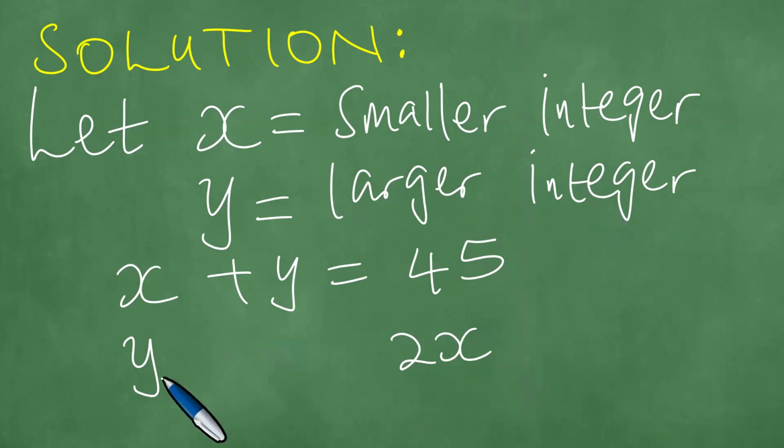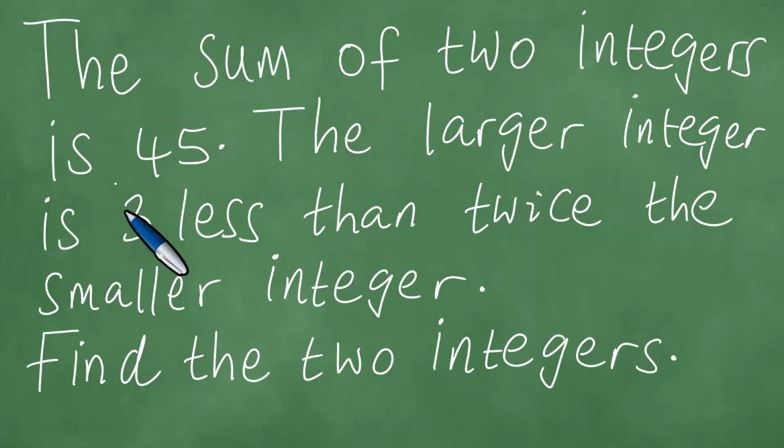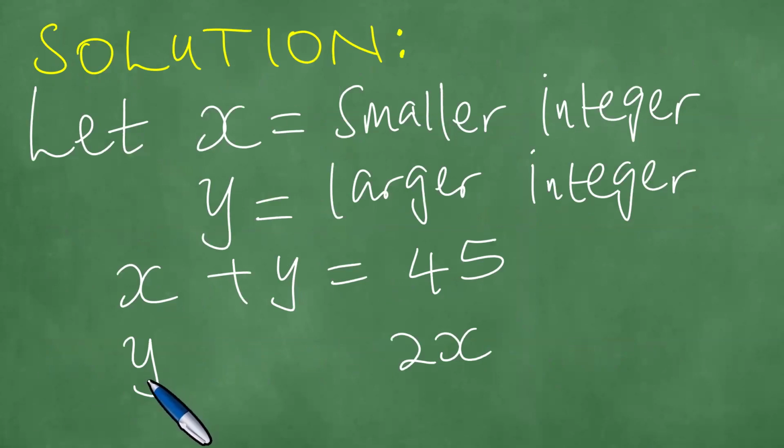The larger integer is y, the smaller integer is x, and we proceed to compare the larger integer with twice the smaller integer. But the examiner is clear that the sum of two integers is 45. The larger integer is 3 less than twice the smaller integer. Okay, now let's convert this to an algebraic equation. The larger integer y is 3 less when compared to twice the smaller integer.